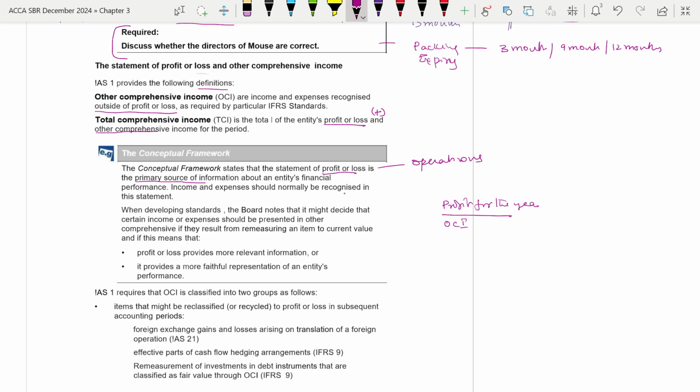No, it is not advisable nor acceptable. That is why I say it is a primary source of information. Income and expenses should normally be recognized in profit and loss.